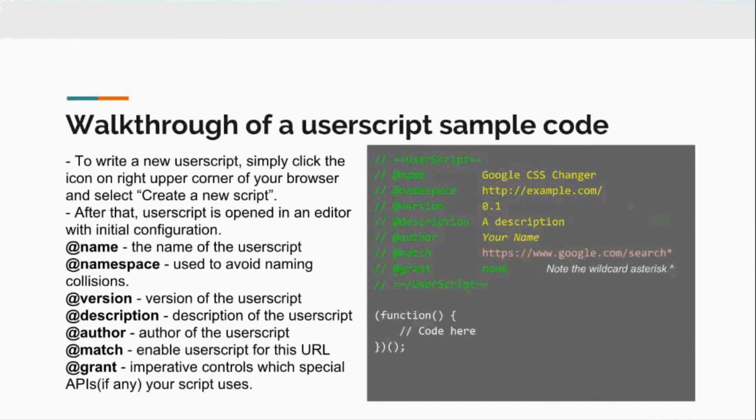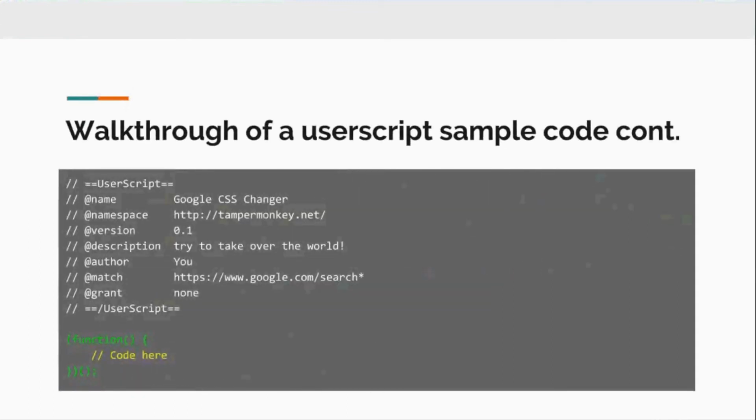user script on. You can define specific web pages or add a wildcard asterisk at the end of the URL to specify any web pages with that URL prefix. After the comment section, your code goes within the function brackets, like so.